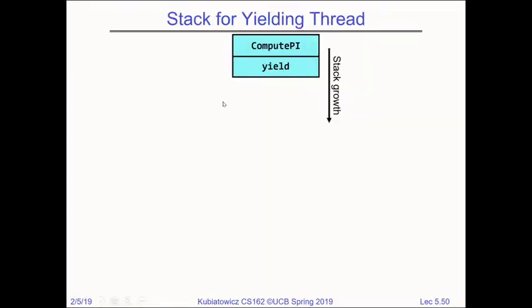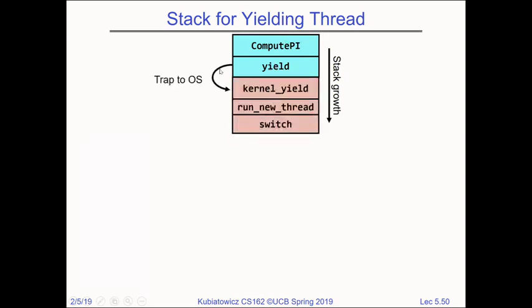So here's a stack for yielding a thread. This is the user's portion of the stack. It's computing pi. It has yield. We trap to the operating system. A system call is a synchronous trap with a number associated with it, and yield is a good example. We switch out to the kernel stack, because we can't trust the user stack, and we put kernel yield on the stack. That's sort of the yield frame.